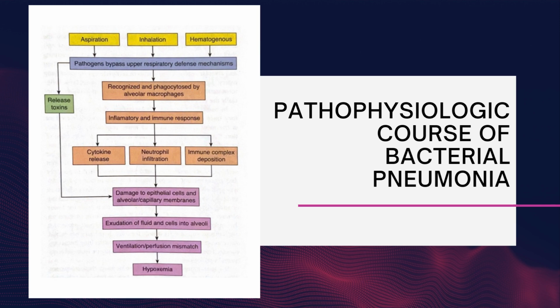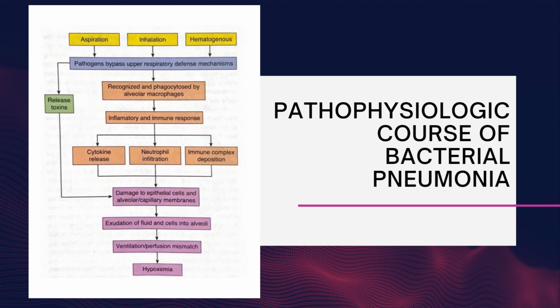Now, this is a chart that we can find in our advanced pathophysiology book. It is the pathophysiologic course of bacterial pneumonia. It starts with three causative routes, which are aspiration, inhalation, or hematogenous. The pathogens bypass upper respiratory defense mechanisms, and they can go towards releasing toxins.